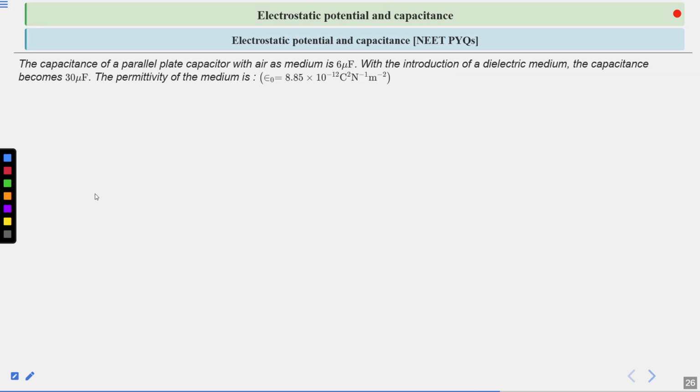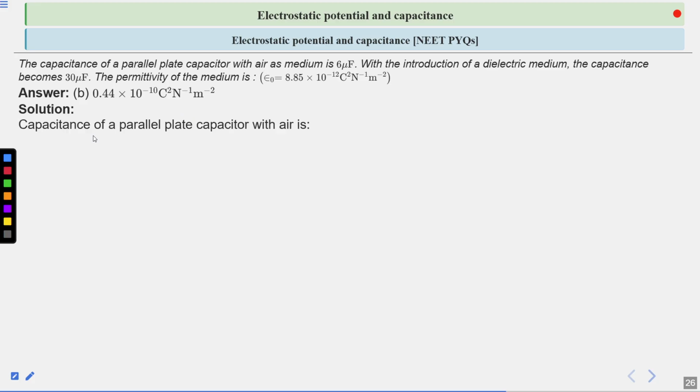So let's see the correct option. The correct option is B: 0.44 × 10^-10 coulomb square per Newton meter square. So let's see the solution.